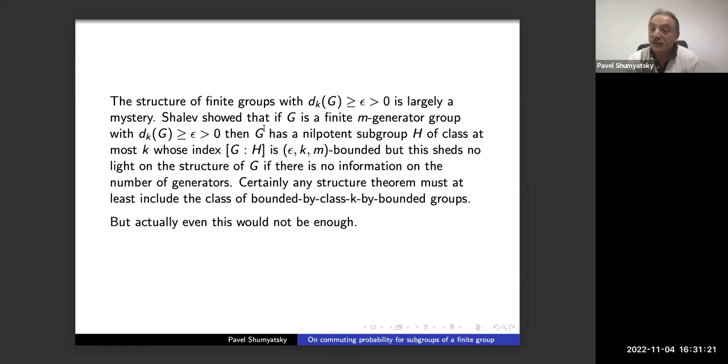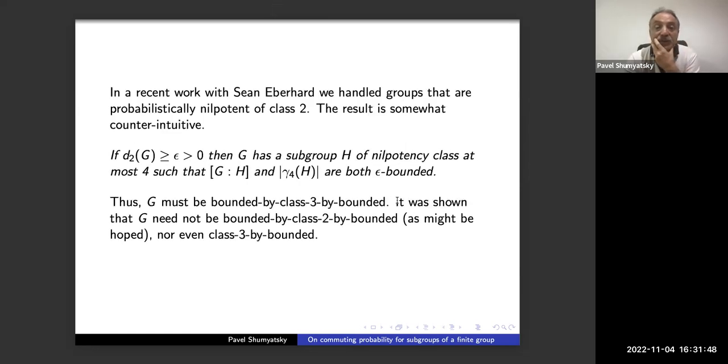And it's clear that this result wouldn't be satisfying if we really try to omit m from this expression. In fact, at least it's clear that any structure theorem about such groups must also include bounded-by-class-k-by-bounded groups. But actually, even this wouldn't be enough, because we recently had a joint work with Sean Eberhardt, and we handled groups that are probabilistically nilpotent of class 2. And our result was somewhat surprising.